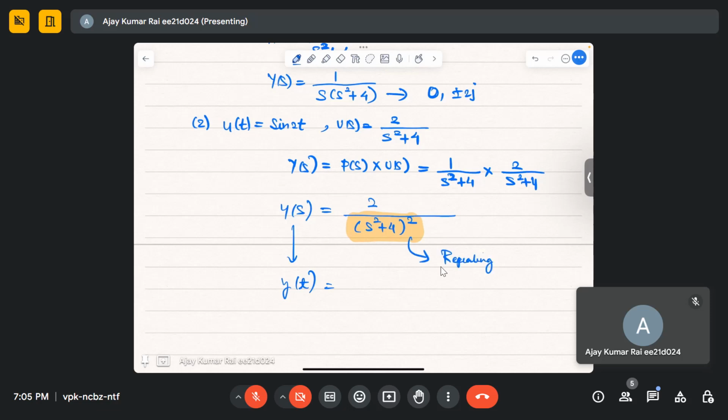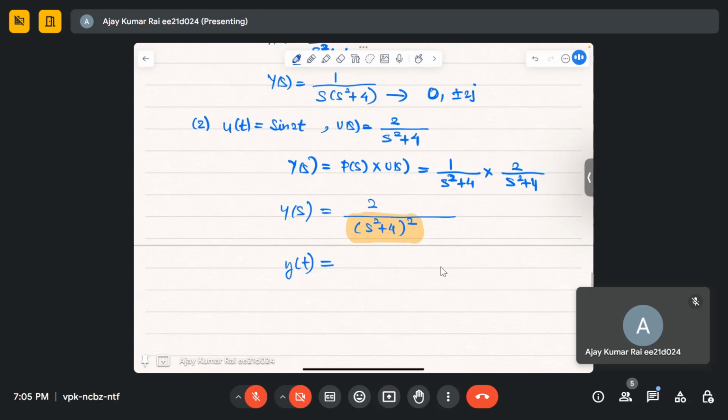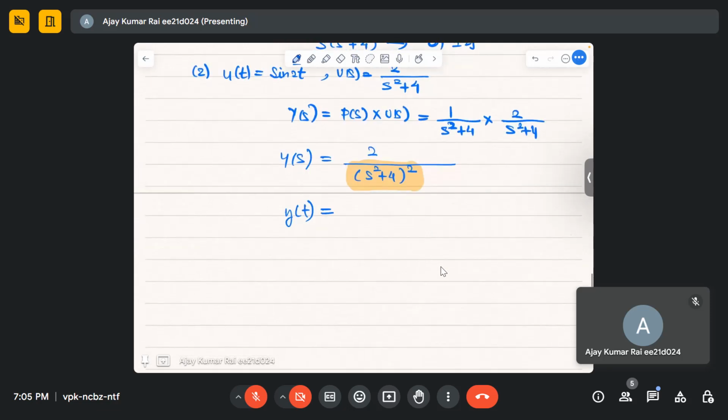I'll say repeating, it is not a transfer function. But okay, let me try to solve this. It will be a lengthy process, so let me solve this and we'll find out y of t. Then we'll see what we are getting from (s square plus 4) whole square. We are getting a t term or e of t term, and if we put t tends to infinity, will it be bounded or not? Let's check it.